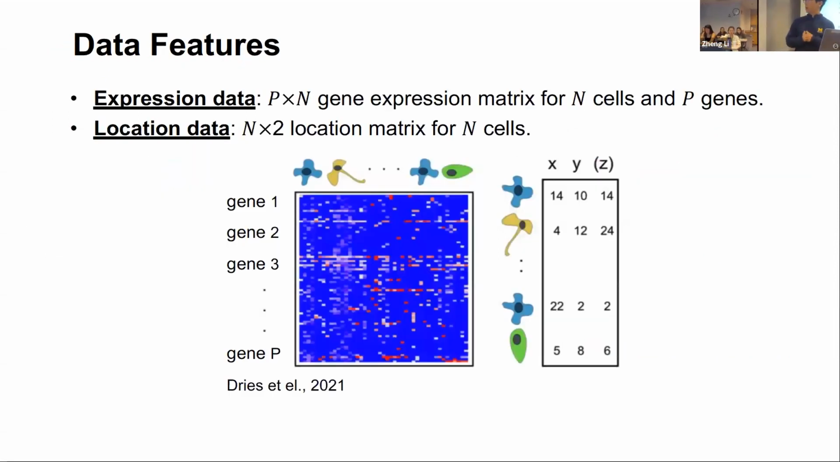So no matter which technology is used to generate the spatial transcriptomics data, it basically gives us two matrices. One is the gene expression matrix, a P by N matrix for N cells and P genes. Another important matrix is the N by 2 location matrix for N cells and X and Y spatial coordinates on the tissue. For some specific technologies such as STARmap, it can measure the gene expression in 3D, so it also has a third dimension.